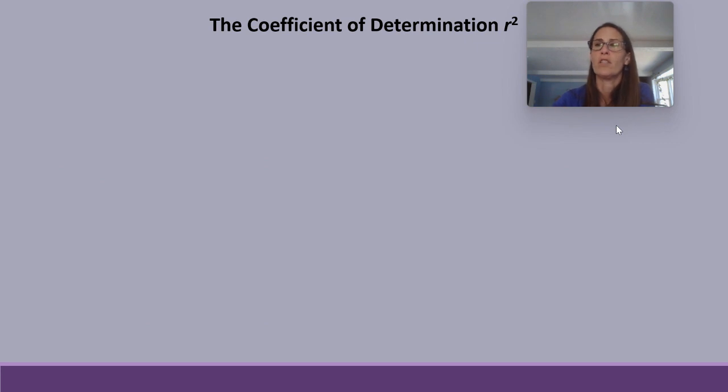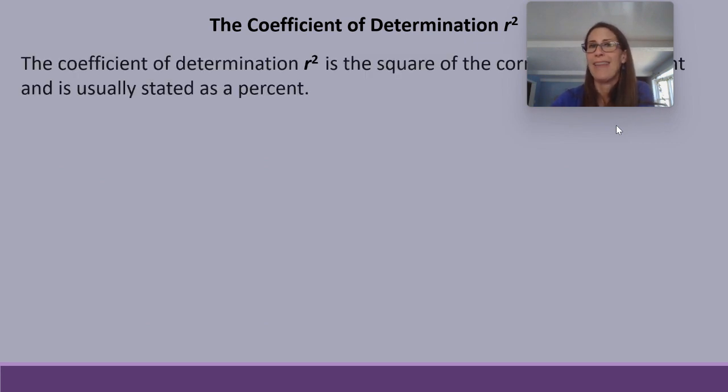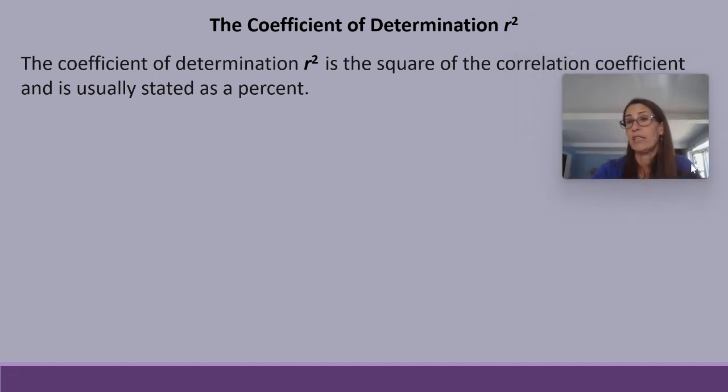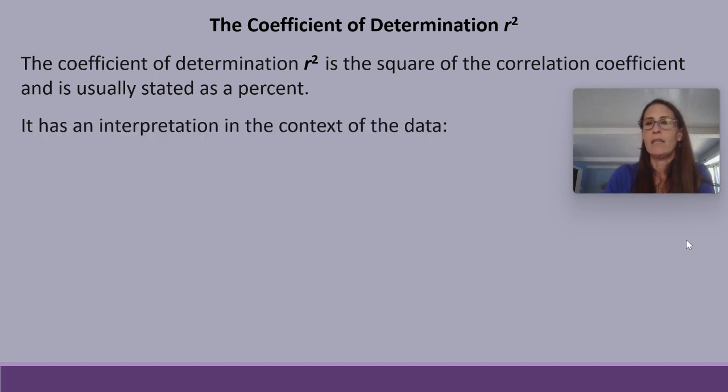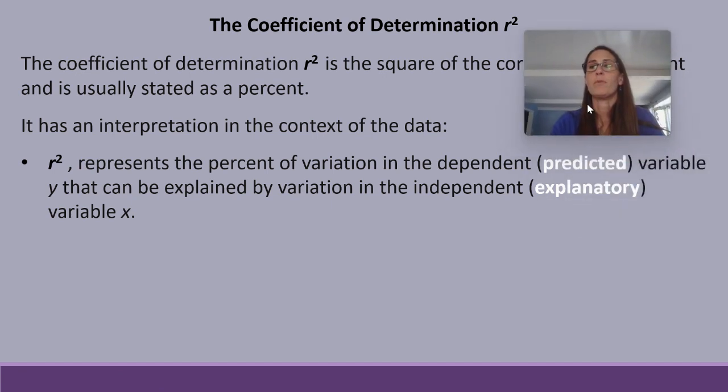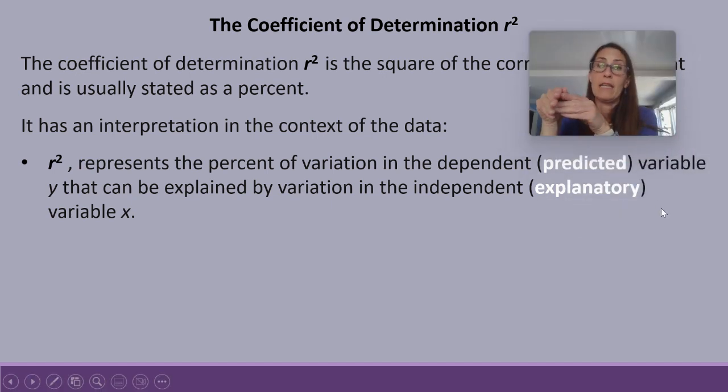So the coefficient of determination is R squared, and that is what Excel actually gives us. It is the square of the correlation coefficient, and it's usually stated as a percent. Side note: if you have R squared from Excel and you need R, take the square root, and now you have R. In the context of the data, R squared represents the percent of variation in the dependent or predicted variable, Y, that can be explained by variation in the independent or explanatory variable, X.